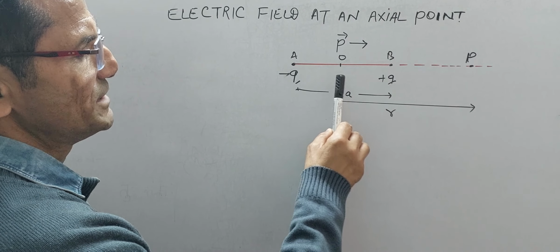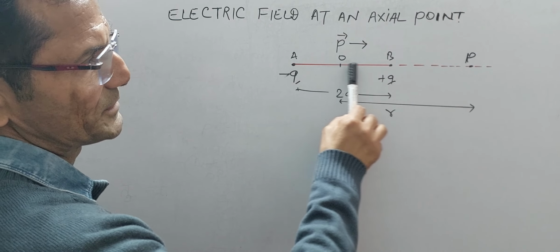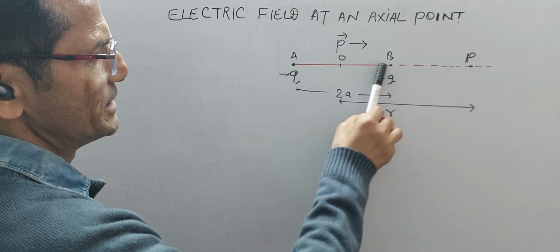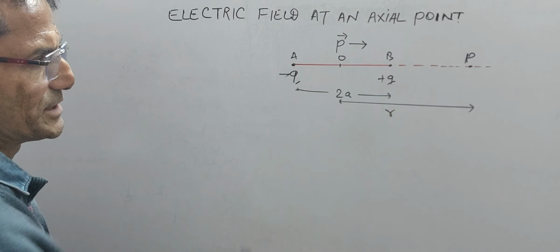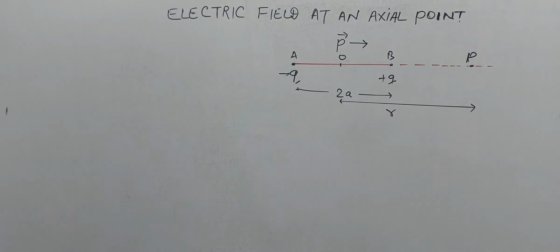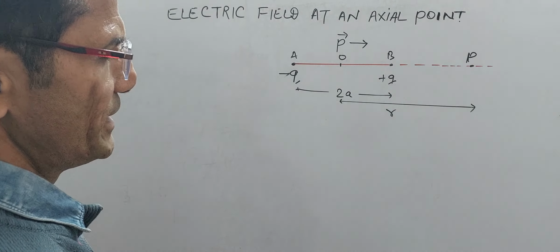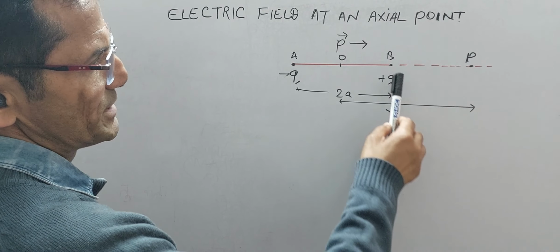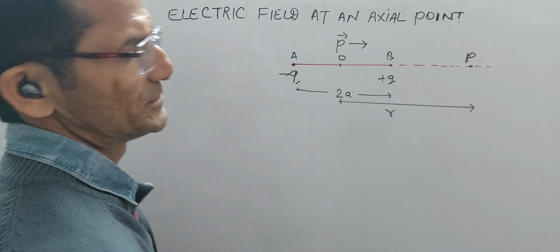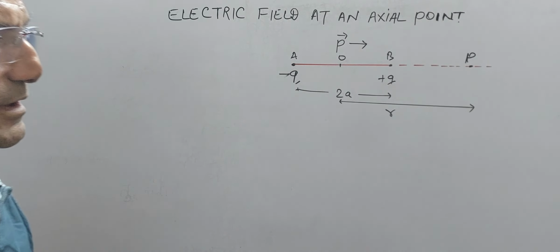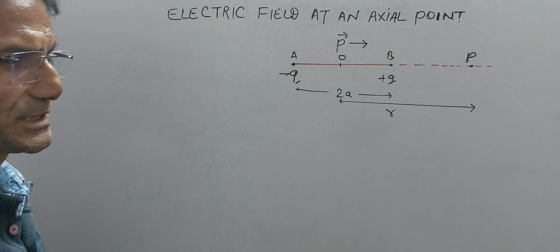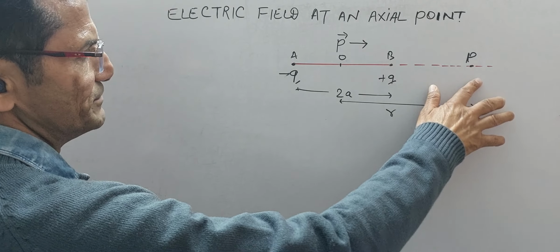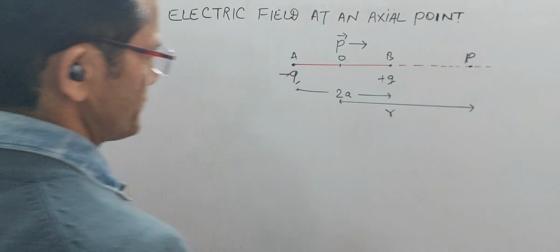Its distance from the center of the dipole, O, is r, and we have taken the distance between minus q and plus q as twice a, for our convenience. We need to find the electric fields at the point P one by one, first due to plus q, then minus q, and the resultant field at P will be the electric field due to this dipole.